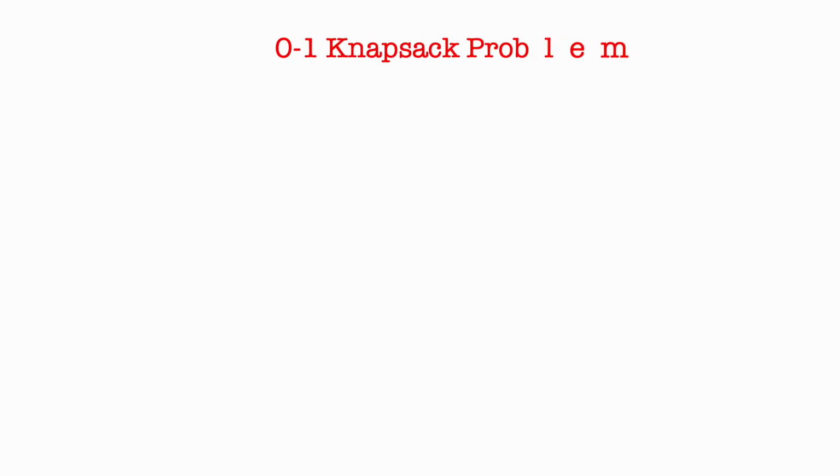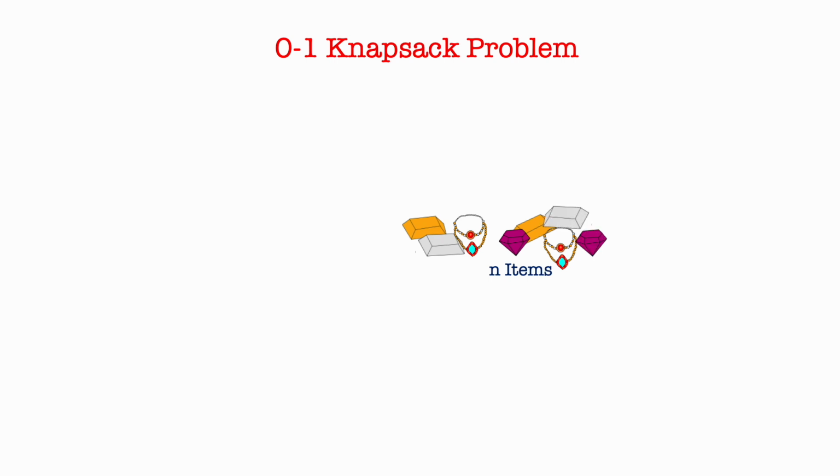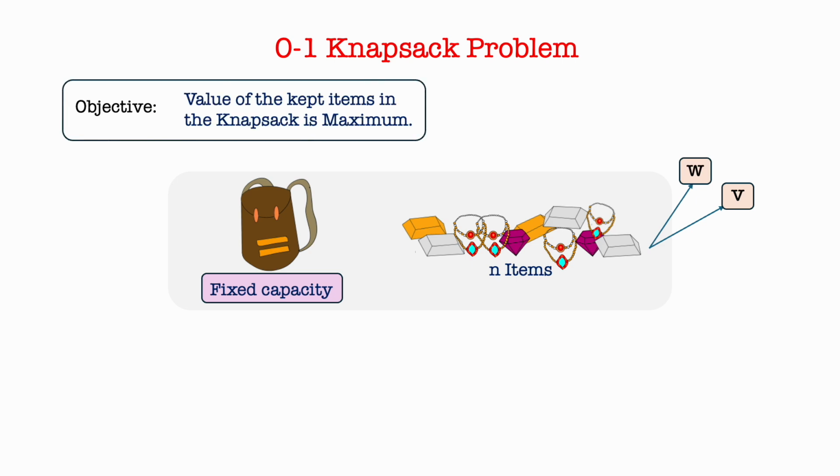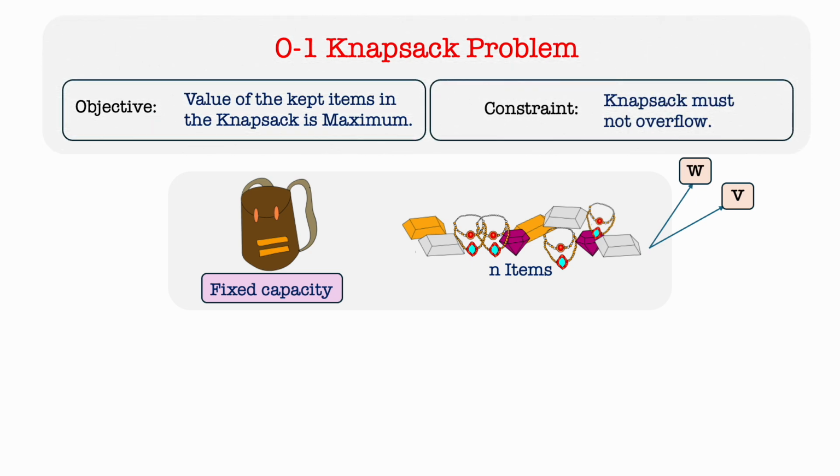Let's summarize the problem. We have n items. Each item has associated weight and value. We have a backpack, which we call knapsack in the case of the knapsack problem. Weight capacity of the backpack or the knapsack is fixed. The objective of the problem is to keep items in the backpack or the knapsack in such a way that the sum of the value of the kept items is maximum and the sum of the weight of the kept items is less than or equal to the weight capacity of the backpack.